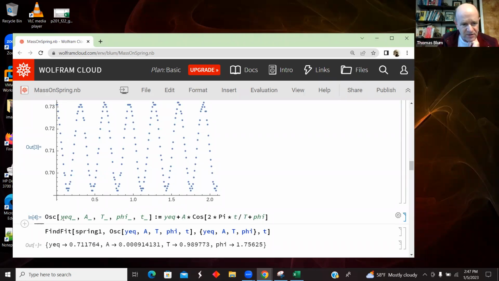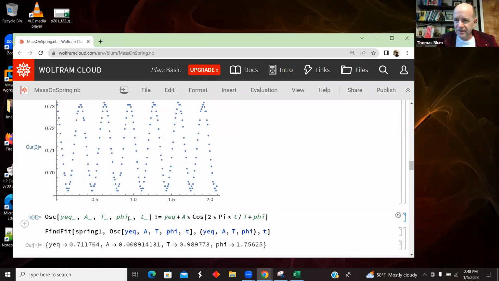So this is the middle of the oscillation. It was a vertical oscillation, so I called it Y and EQ for equilibrium. That's the equilibrium position about which it oscillates. The A is the amplitude, the farthest point, how far we are from the equilibrium position. The capital T is the period, the amount of time it takes to repeat itself.